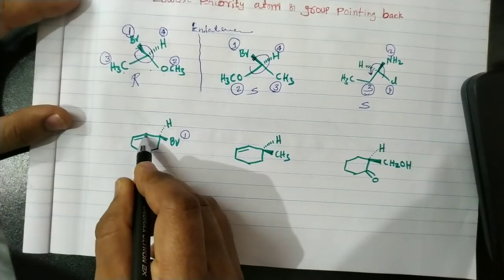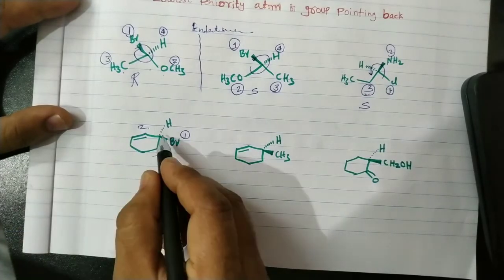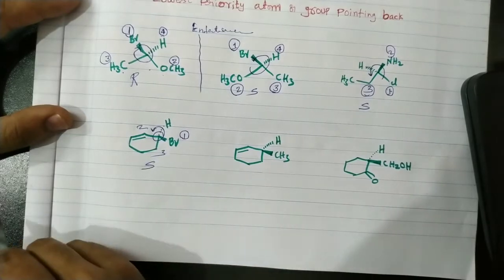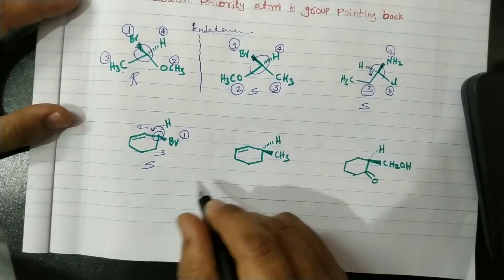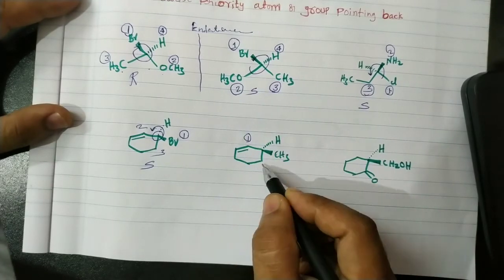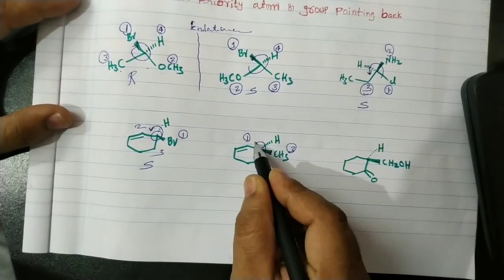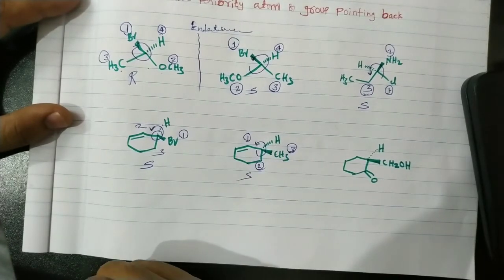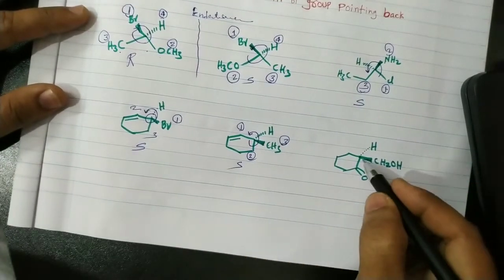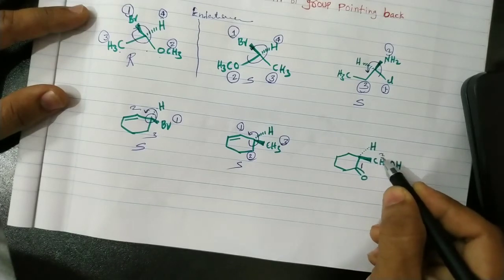Now for cyclic compounds, here the first priority group is above the plane, the CH2, CH double bond group is second priority, and this one is third priority. So 1, 2, 3, this arrow is in anti-clockwise direction, so its configuration is S. In this case, methyl, here CH2, here the double bond group first priority, second priority, and this one the third priority. So 1, 2, 3, here also S configuration because the least priority group is below the plane.